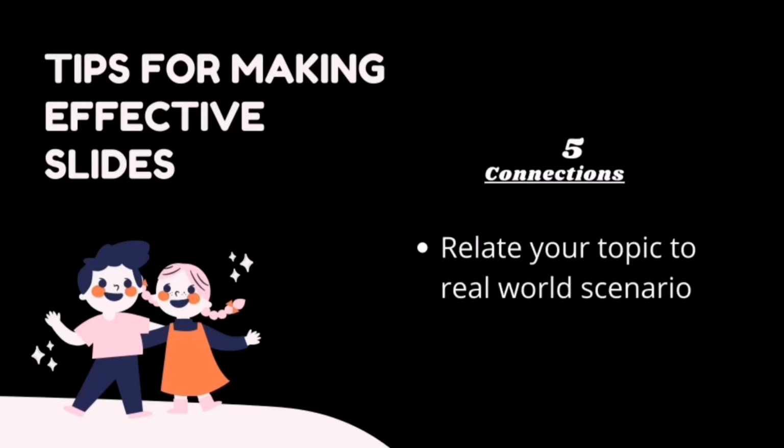Number 5, relate your topic to real-world scenario. Making your topic relevant and interesting for your audience is not easy to establish. So the best way I do it is to connect my topic to what's happening around, especially to what's going on in the present time. This way, your audience can simply relate.